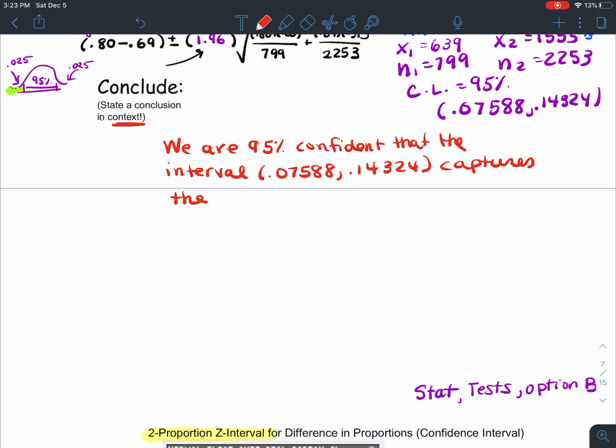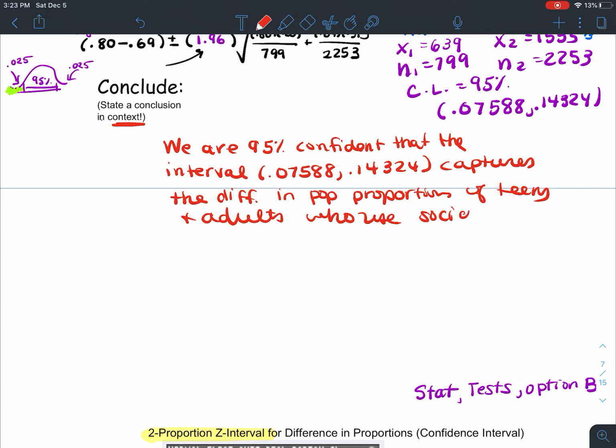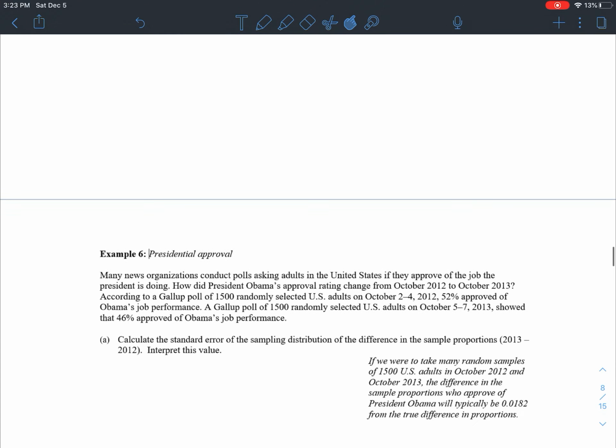Teens who use social networking sites, okay? So you can just grab that and write it down. For the difference in population proportions of teens and adults who use social networking sites. Okay? All right, we are going to try one more problem.